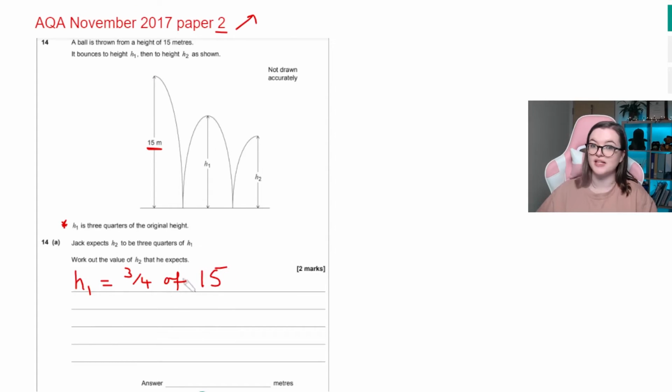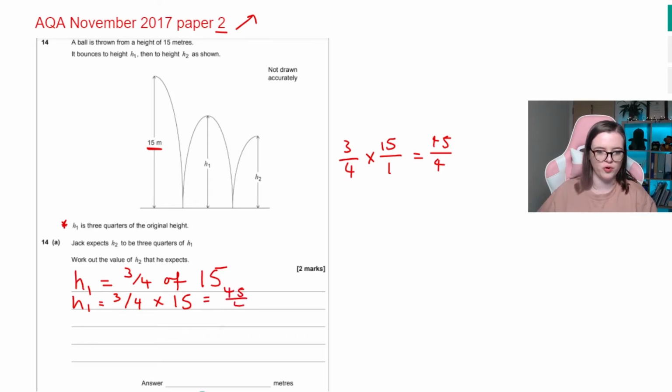Okay, and then we know how to deal with this, don't we? We know what of means. So h1 is then going to be 3/4 times 15. Then we've got a fraction times a number. Let's make that into a fraction too. So then we've got 3/4 times 15 over 1, which is then 15, 30, 45 over 4. Okay, and then that is that. That is then h1, 45 over 4. Which you could make into a decimal if you wanted to, but it doesn't matter, we're going to leave it as is for now.